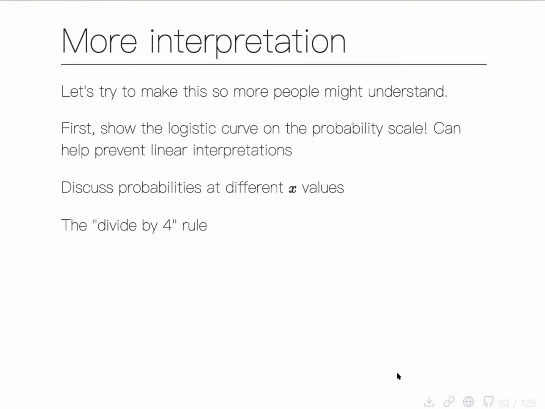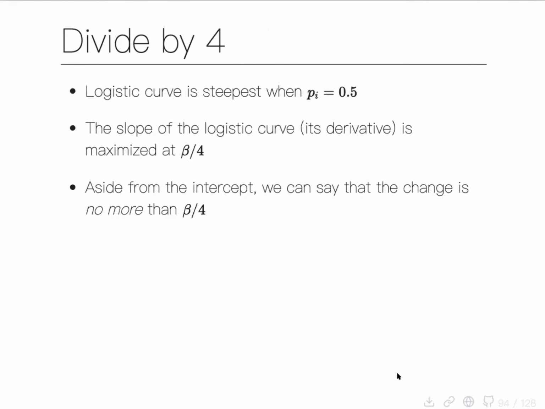And then there's also this divide by 4 rule, which only works for the coefficients. It doesn't work for the intercept, but it is a nice general rule. Basically, if we're looking at that logistic curve, it is steepest when the probability is equal to 0.5, okay? So the slope, which is its derivative, is maximized at beta divided by 4. So aside from the intercept, we can say that the change is no more than beta divided by 4. That's the maximum change.